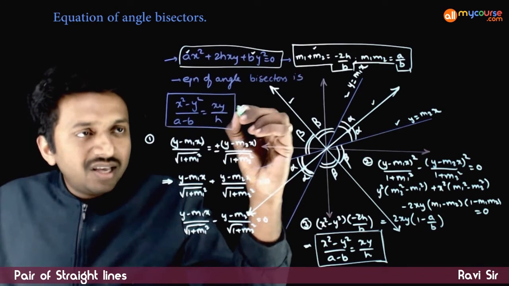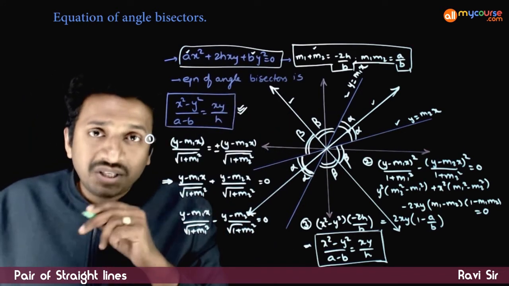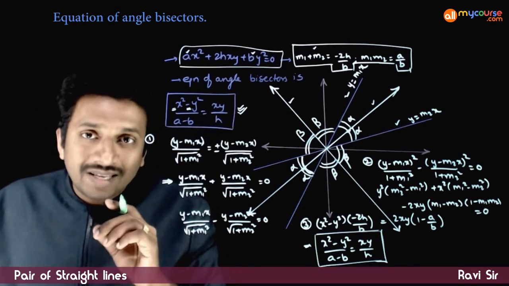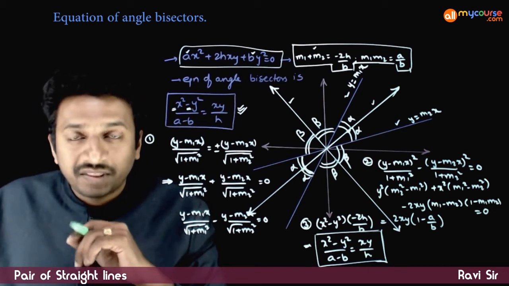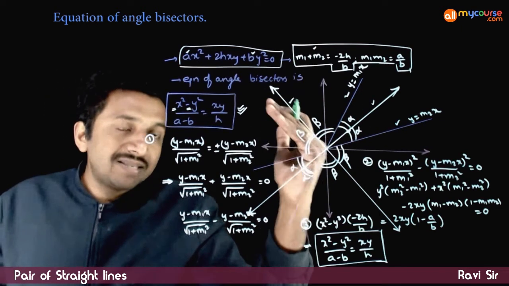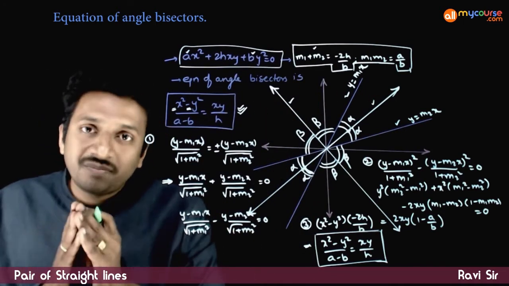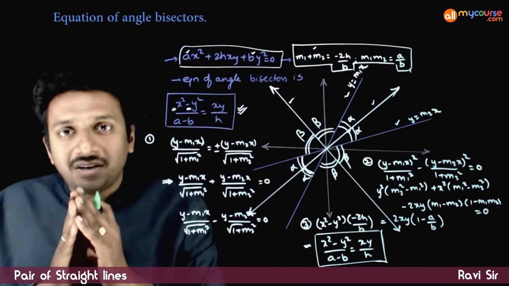So you need to carefully remember this equation. And you need to observe here that the coefficient of x² plus the coefficient of y² is always equal to 0 for angle bisectors. That means the angle bisectors are always perpendicular to each other.